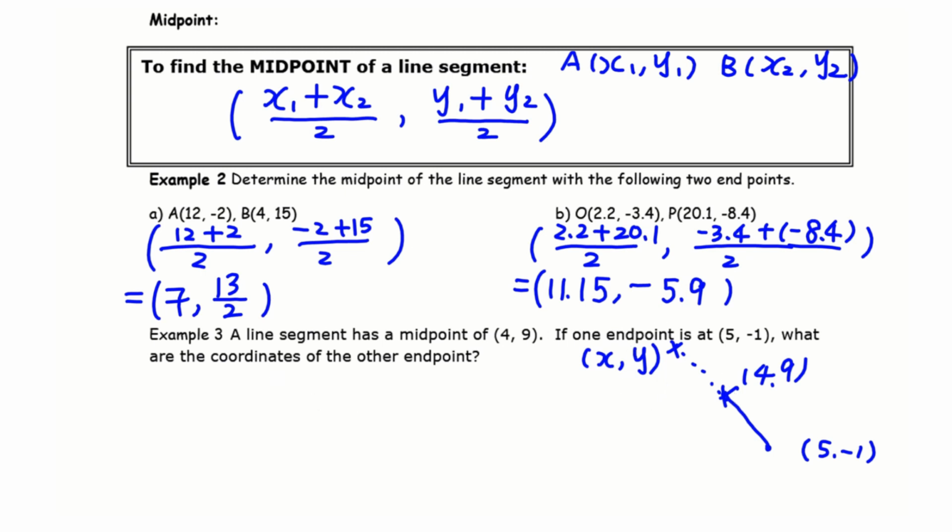So 4 is the midpoint, so it will be the average of the 2 points' x coordinates, so x plus 5 divided by 2 equals 4. And another equation is y plus -1, the y coordinates added together divided by 2 to find the average, that will be your y value. So from the first equation, we want to find the x. This is a linear equation. We are going to isolate x.